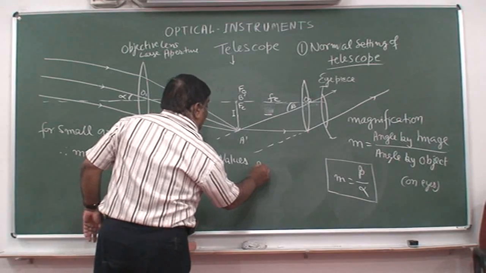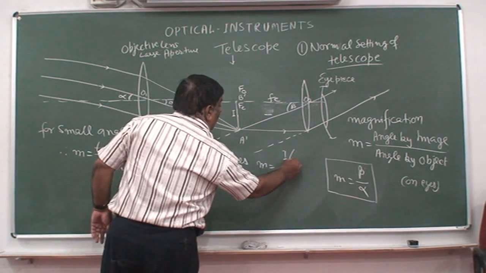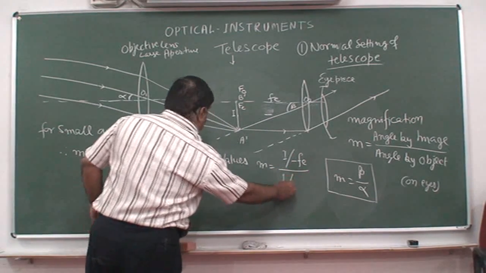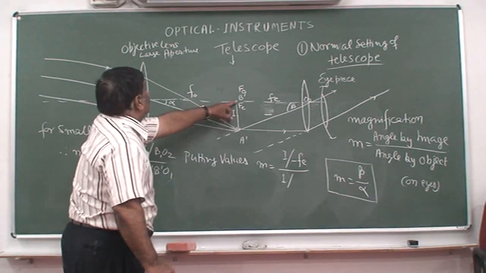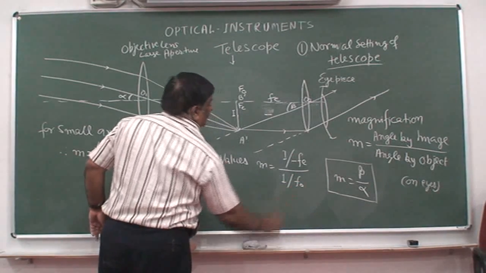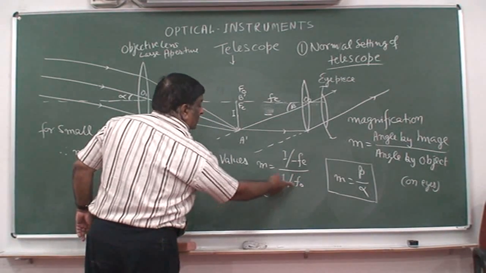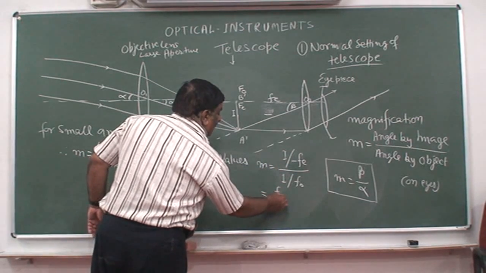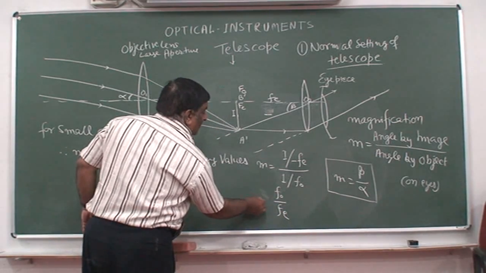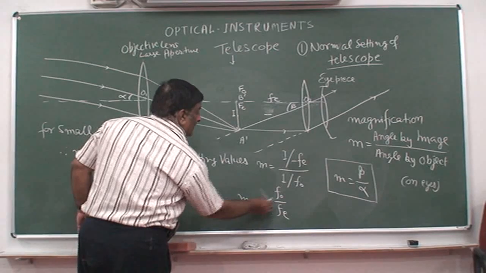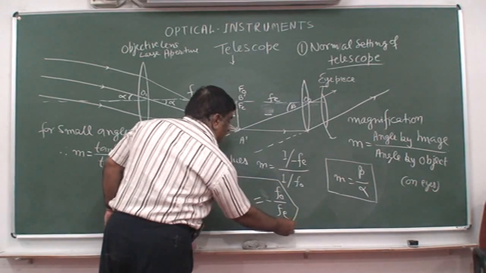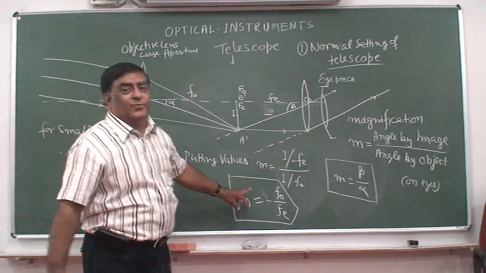So M is equal to I upon minus Fe, upon I upon B dash O1. This is focal length of objective. This is equal to, now this will become FO upon FE. This is our formula for magnification, focal length of objective and focal length of eyepiece. This is a very significant formula.